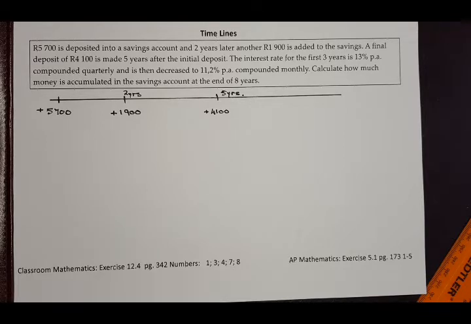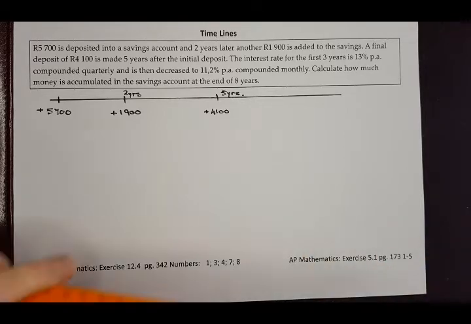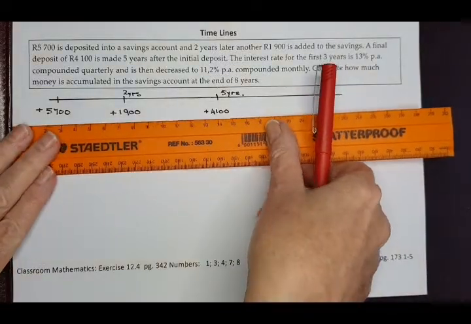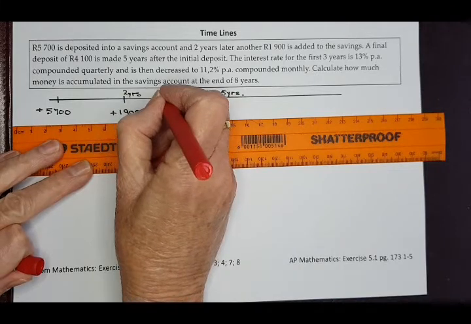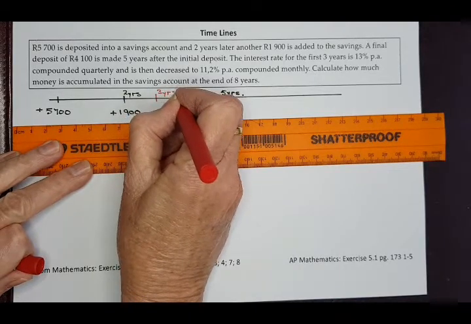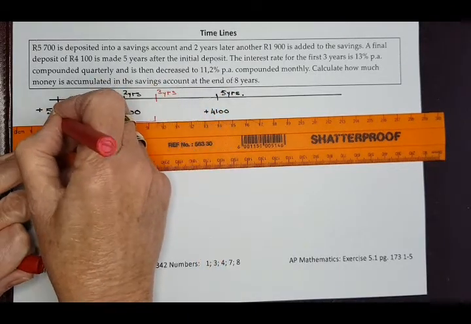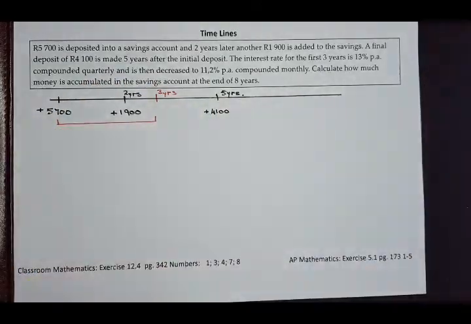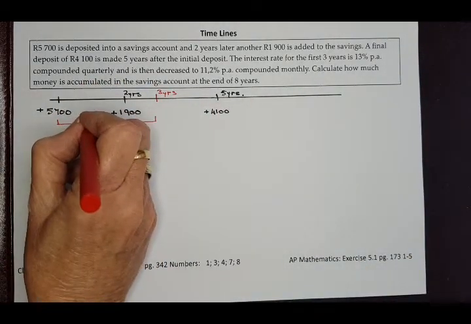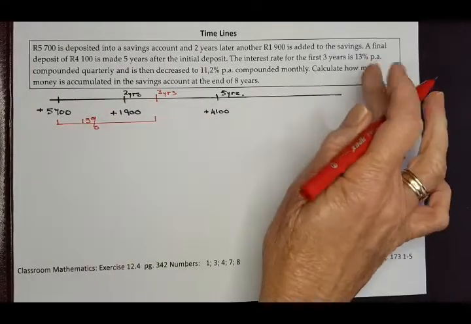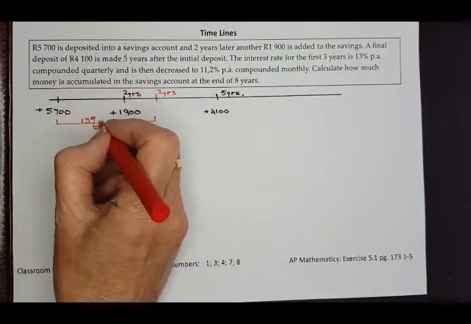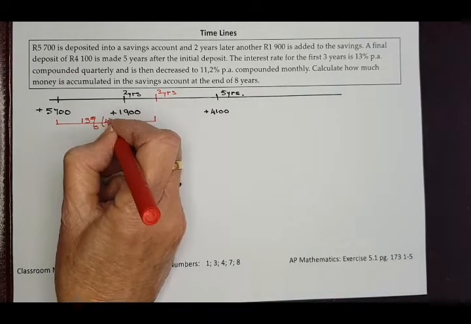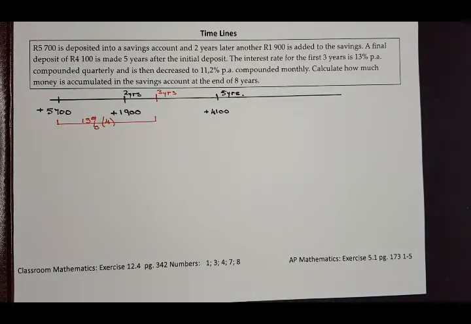Now the interest rate for the first 3 years, all right? So for the first 3 years, the interest is 13% per annum, compounded quarterly. Not doing any calculations at the moment, I'm simply summarizing the information that's been given to me.